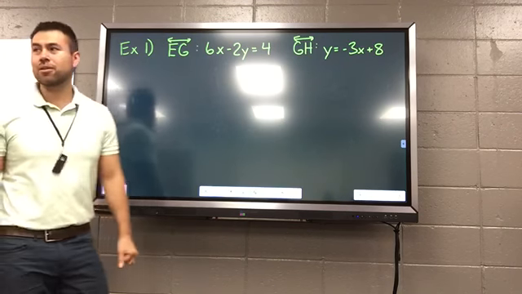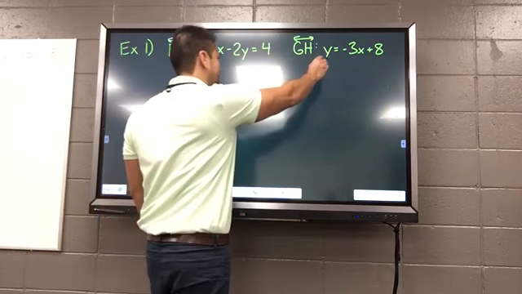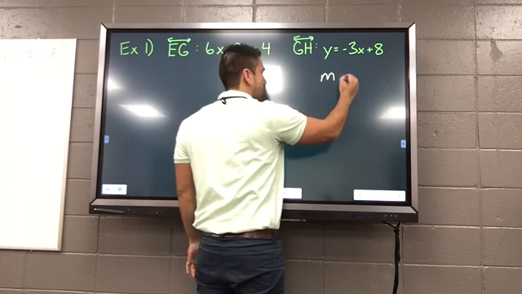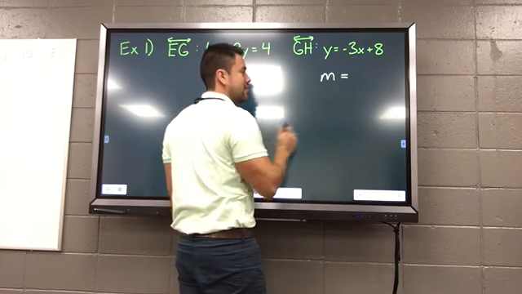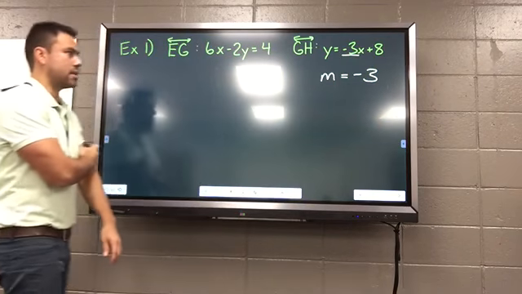How do you figure out if they're parallel? You have to find the slope. So I don't know EG's slope, but I do know GH's. What's GH's? Negative 3. I got it from right here. It's y equals mx plus b.